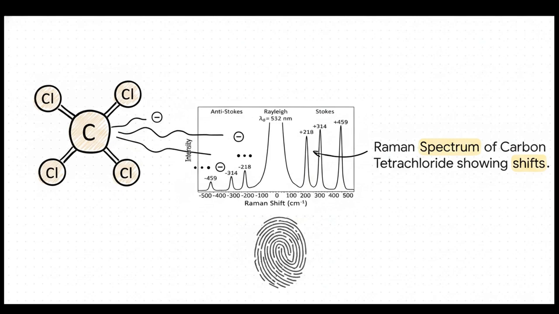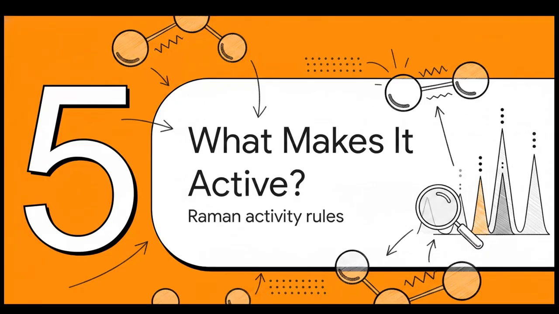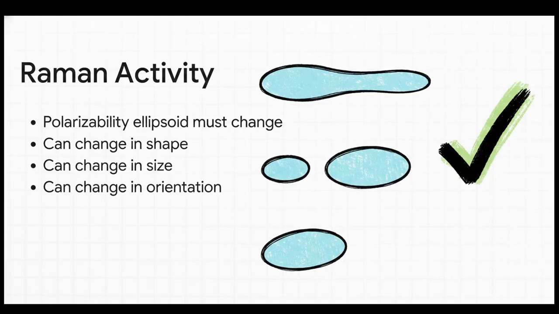Because these exact number values are derived directly from the molecule's unique internal vibrations, this graph acts as an absolute, undeniable chemical fingerprint for carbon tetrachloride. But here is the catch. Not every single molecular wiggle is going to show up on one of these graphs. Which brings us to section 5. What makes it active? There is a golden rule here, for sure.